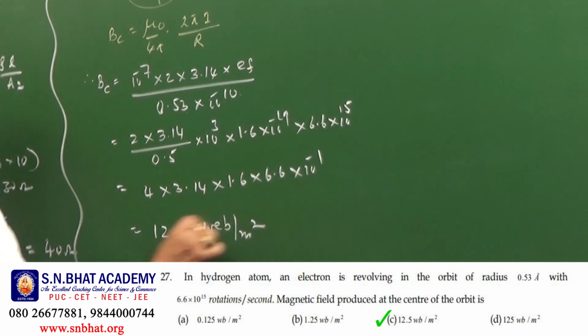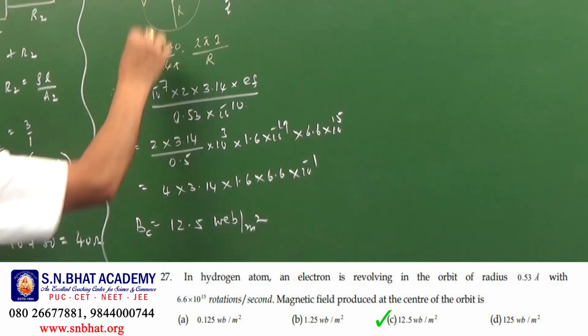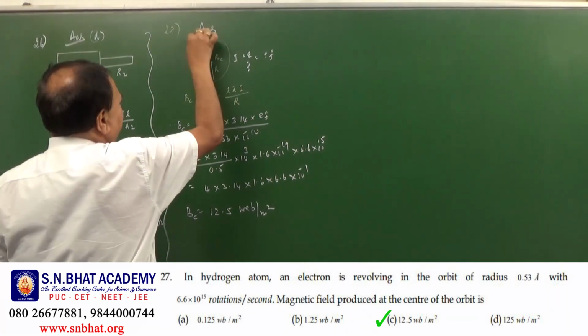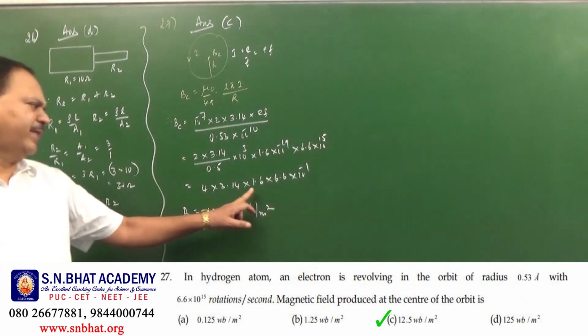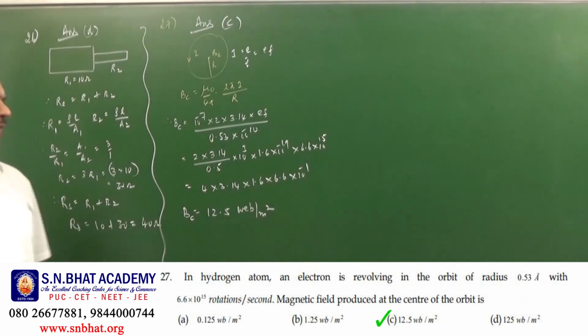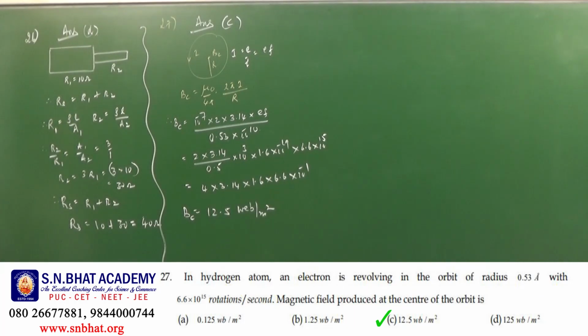Which is nothing but the magnetic field at the center of the coil, and here the answer would be C. This simplification you have to do. Okay, you do this simplification and then move on, keeping it clean. Okay, next.